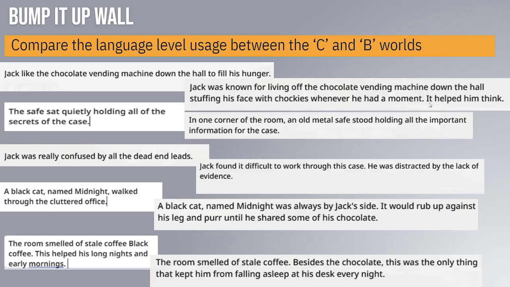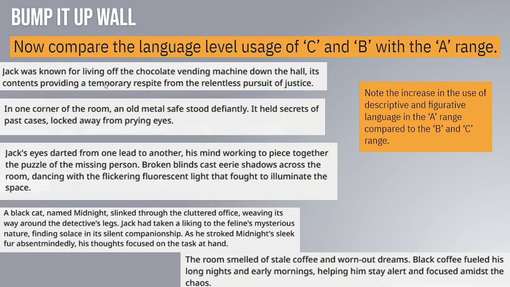And if we now compare that to the same thing for the A world: Jack was known for living off the chocolate vending machine down the hall, its contents providing a temporary respite from the relentless pursuit of justice. So a much more precise use of language in the A range.